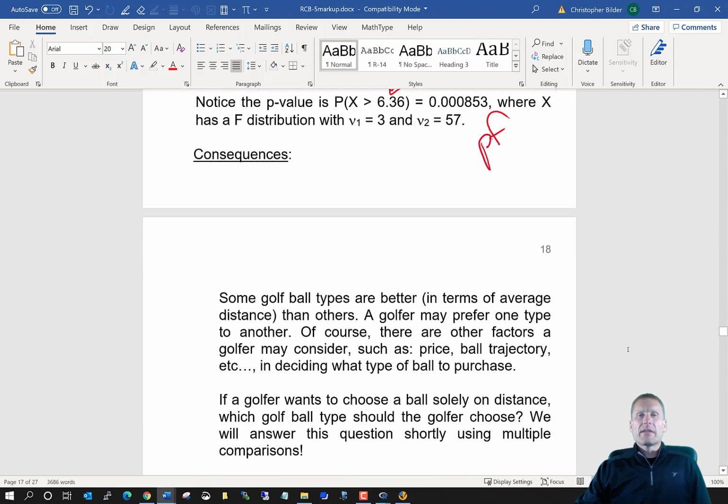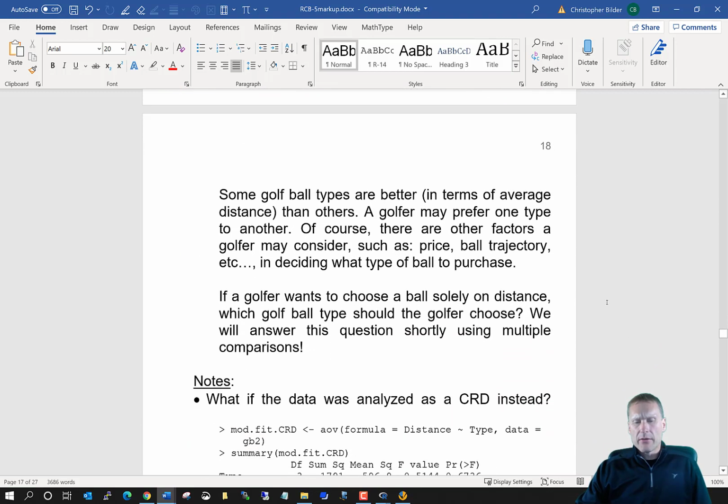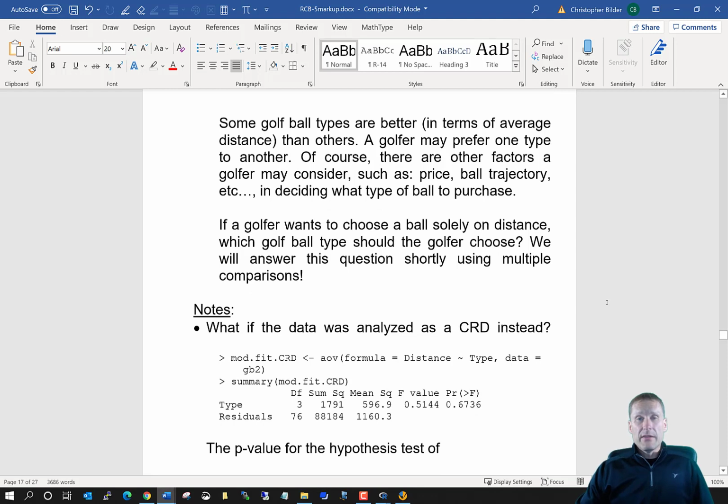Okay, so what are the consequences then of rejecting H0 here? Well, this means that some golf ball types are better on average with respect to distance. This may lead golfers to prefer one type of golf ball to another. And as I said before, there are other factors to consider too, but distance is often a huge factor in how a golfer chooses a particular kind of golf ball.